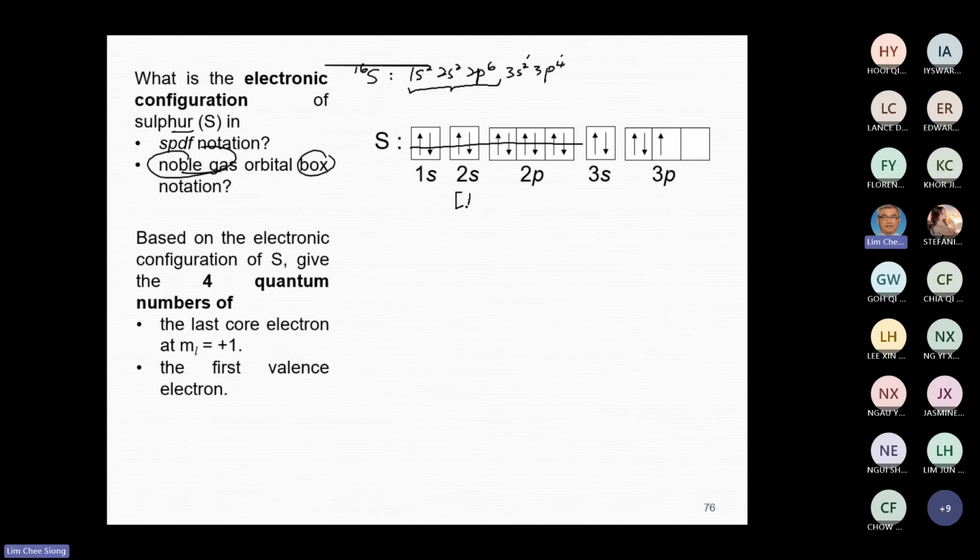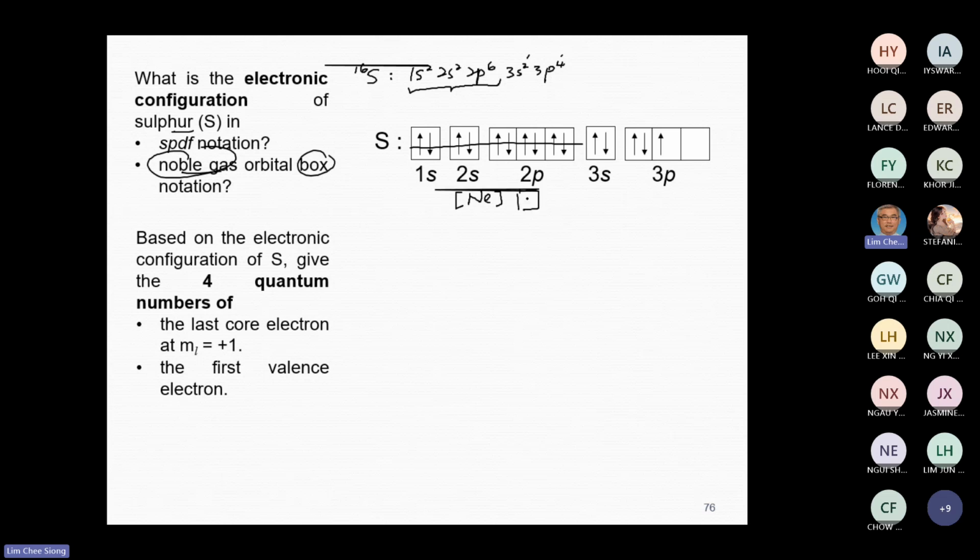Can somebody check for me? Argon or neon? Neon. Sure, okay. Neon is 10 electrons. Then followed by the box that we have.